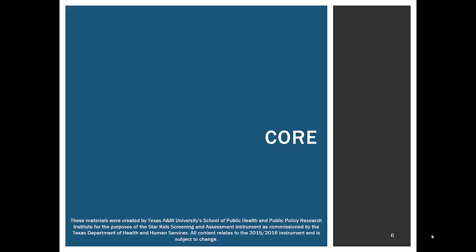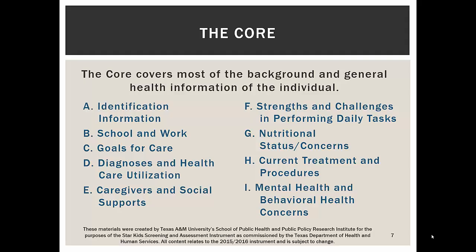Now we'll talk about the core. The core covers most of the background and general health information of the individual. Section A, Identification Information. Section A is devoted to collecting demographic information about the individual, their residence and residential preferences, and their physician. Many of these questions should be familiar to both assessors and those being assessed.